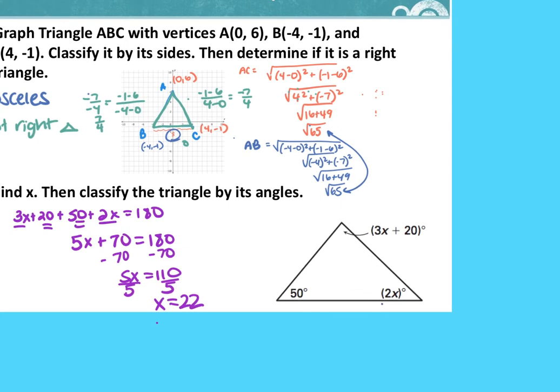So that's x, but I still need to know the actual angle measurements in order to classify it. 2 times 22 is 44. That makes 50 and 44 that are both acute. And then 3 times 22 plus 20 would be 66 plus 20, or 86. And all 3 of those are acute. So this would be an acute triangle.